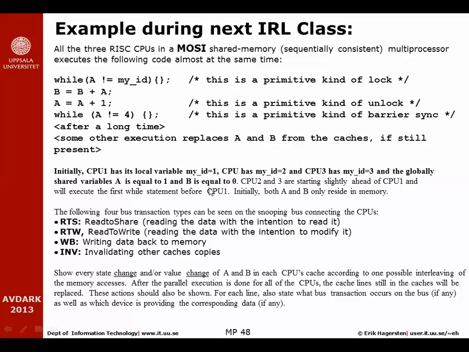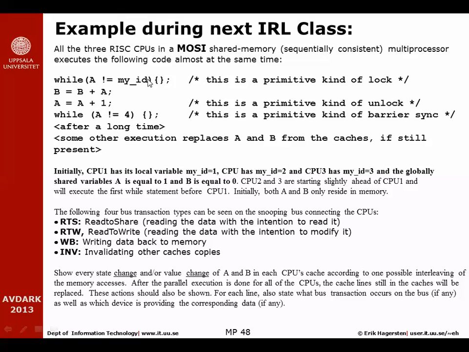Furthermore, we define in which order these CPUs start to execute their code, and we define that CPU2 and CPU3 are going to start slightly ahead of CPU1. Then we also define what different bus transactions there are. So there is a read to share, a read to write, a write back, and an invalidate. Those are the possible snoopy-based cache coherent transactions that we can send around in the system.